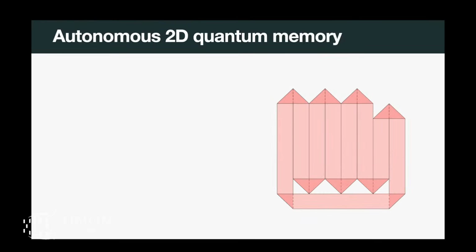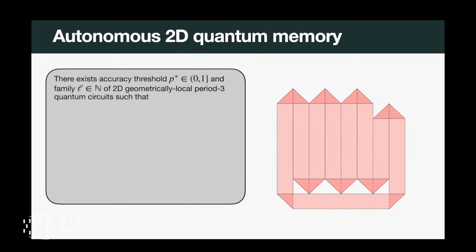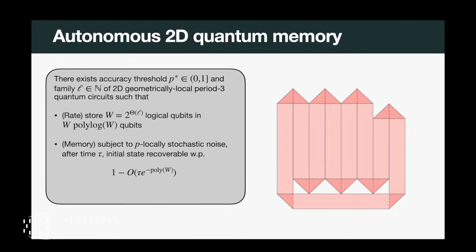OK, so now we can have some 2D memory that is arranged roughly in a square. Just to have some result, roughly you store logical qubits with some polylogarithmic size overhead. It's a memory, and this is everything you would expect.